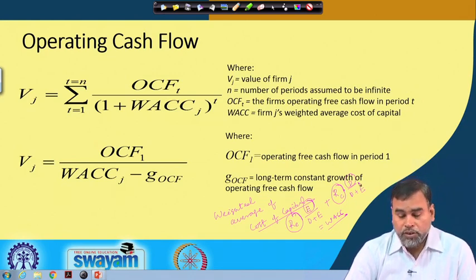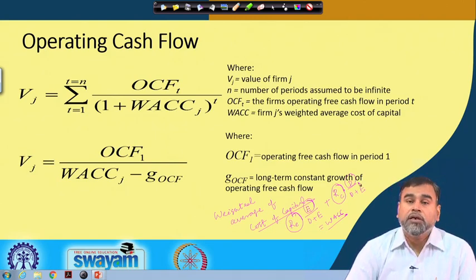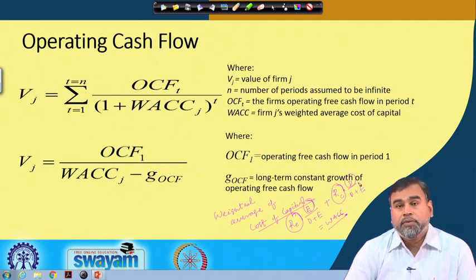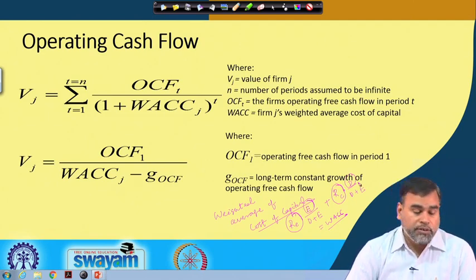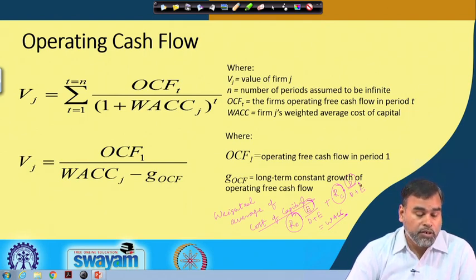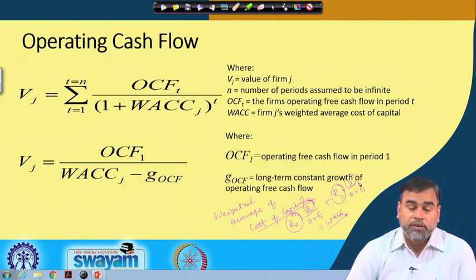Then what you can do? You can discount with respect to the WACC, and the operating cash flow will be discounted, and finally, the value of the particular company can be calculated. So, again same thing, if you are assuming that there is a constant growth rate for the OCF, then you can use the same Gordon formula we have derived, that P is equal to D1 divided by R minus G.